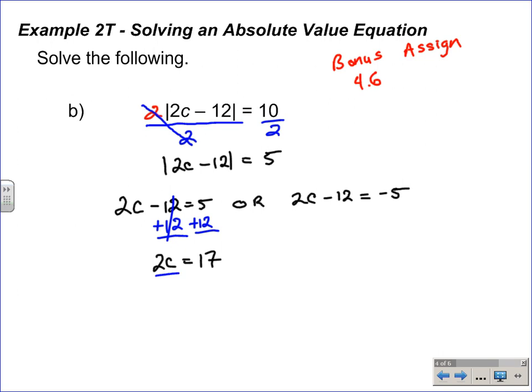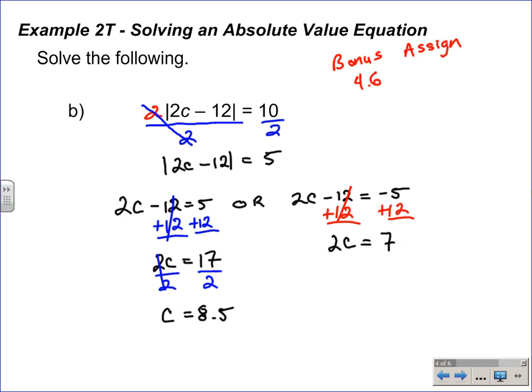Dividing each side by 2. The twos on the left divide out, leaving us with c is equal to 17 halves, or that would be 8.5 as a decimal. 17 divided by 2 will give 8.5. And on the right-hand side, we'll solve in the same manner, adding 12 to each side. As we saw in the previous problem, that'll give a different answer on the right-hand side. That'll give 2c is equal to a positive 7.